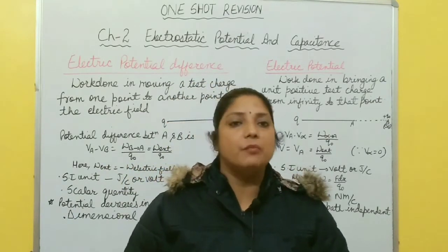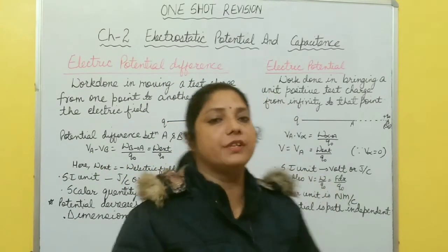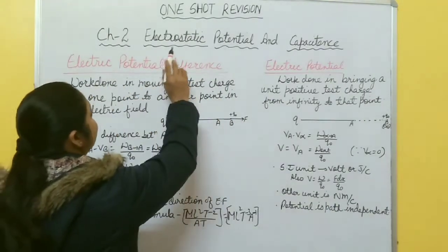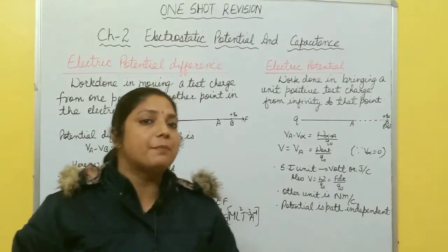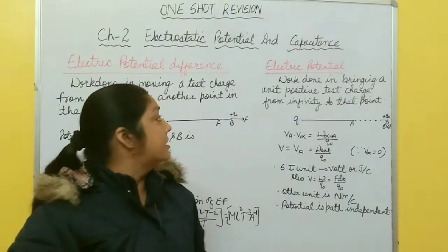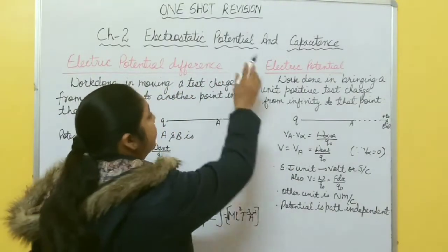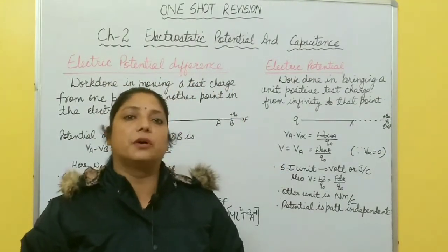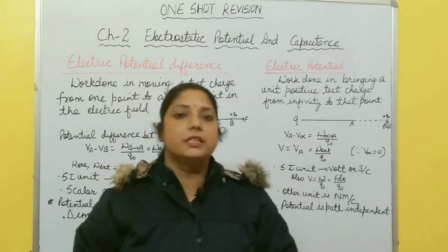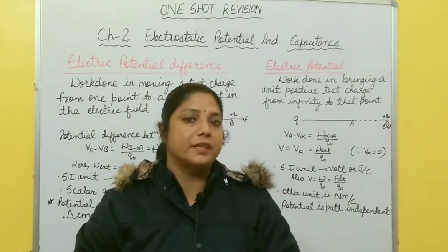Now today I am going to start one short revision of chapter 2, that is electrostatic potential and capacitance. This chapter is very large. It is divided into two parts, electrostatic potential and capacitance, but we'll cover all the topics, right? No portion is deleted from this chapter.